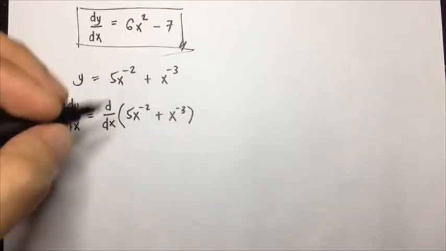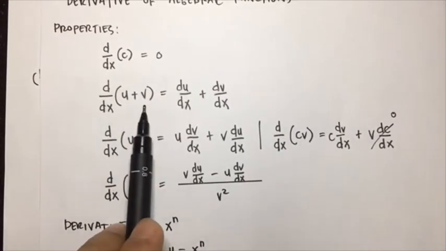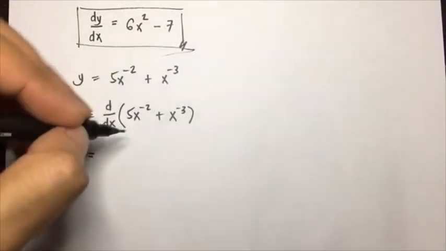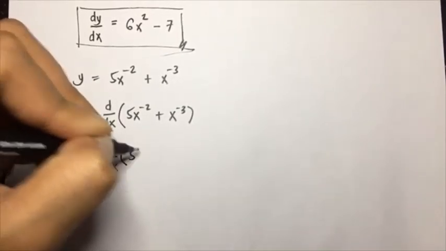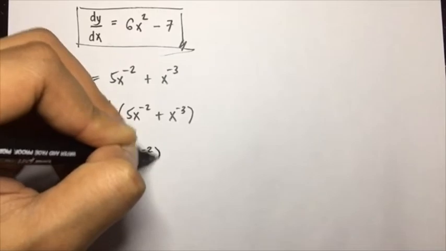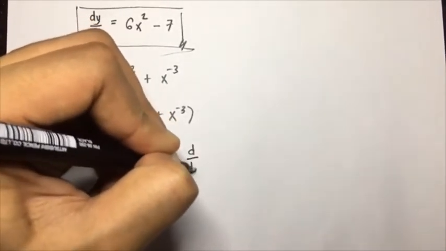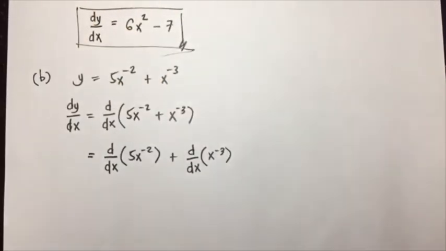With this rule for derivative of a sum, all we need to do is get the derivative of each term. So this will become d over dx of 5x to the negative 2 plus d over dx of x to the negative 3.